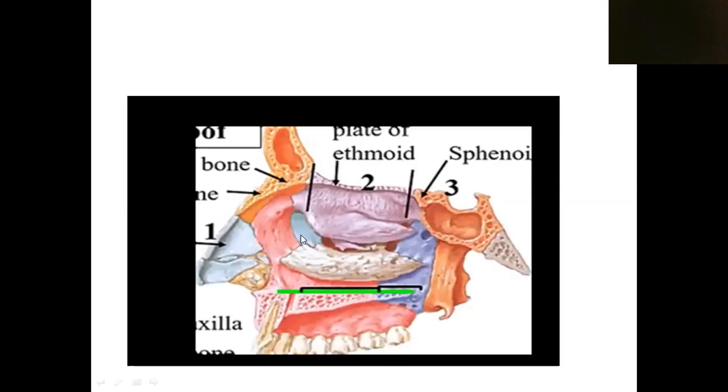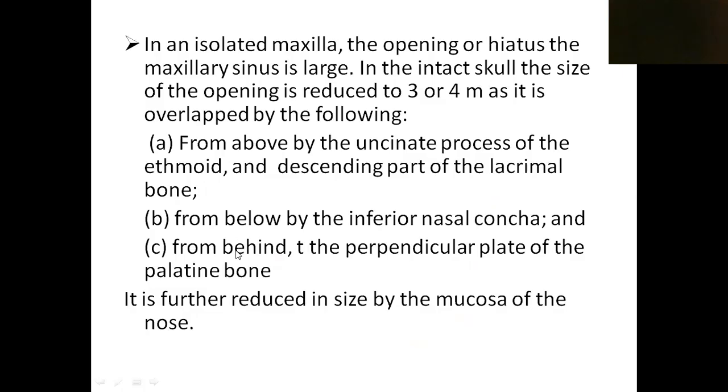Then anteriorly the lacrimal bone, inferiorly the inferior nasal concha, posteriorly the perpendicular plate of palatine bone. So these bones overlap that hiatus or that opening. As a result, it becomes a small opening. Okay, clear? So that large opening, this is the size of the maxillary hiatus, is reduced by these bones. What are the bones? Uncinate process of ethmoid bone, lacrimal bone, inferior nasal concha, perpendicular plate of palatine bone. So, details.